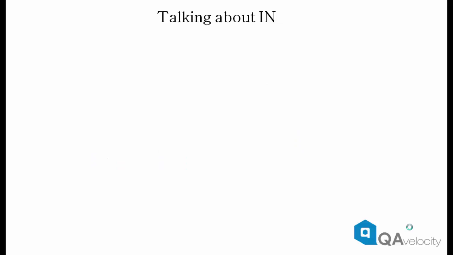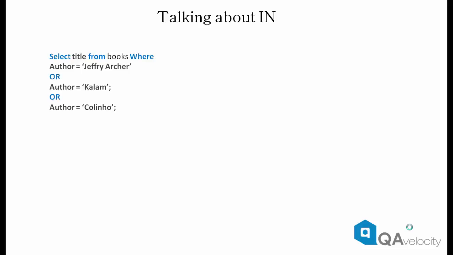Let's recall our previous query where Greg asked for all books of biography and fiction. Now what happens if Greg asks for books from multiple writers? Let's see the query. If you have noticed, we have to add multiple ORs for each of the authors. Select title from books where author equal to Jeffrey Archer or author equal to Kalam or author equal to Colino. I mean, you have to write multiple ORs for that.